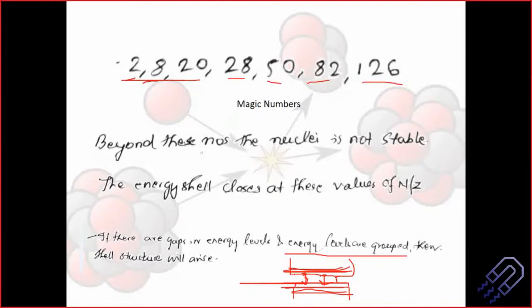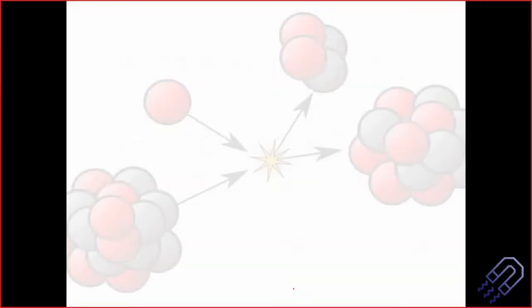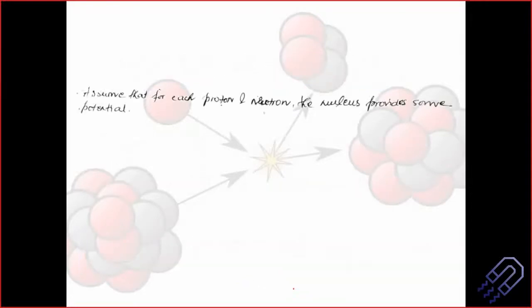So here also, in a similar way, we do have energy levels which are very close to each other, and they belong to one group. So this is what we mean by energy levels are grouped. Now we are just going to concentrate on protons and neutrons. We are not going to look into it from an atomic point of view. We are just going to look into it from a nucleus point of view. So let's assume that for each proton and neutron, the nucleus will provide some potential.